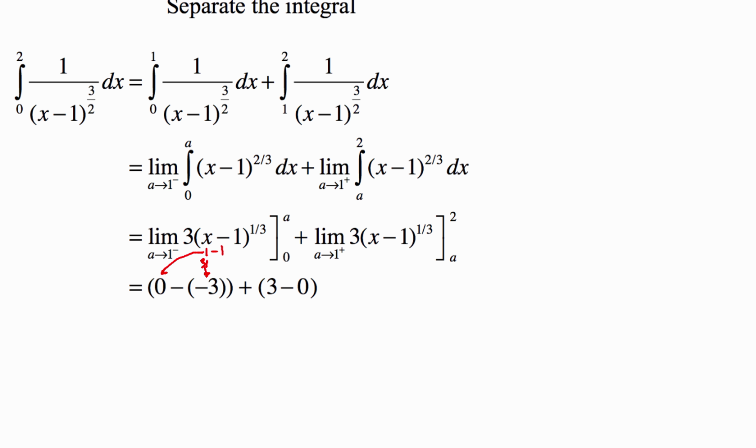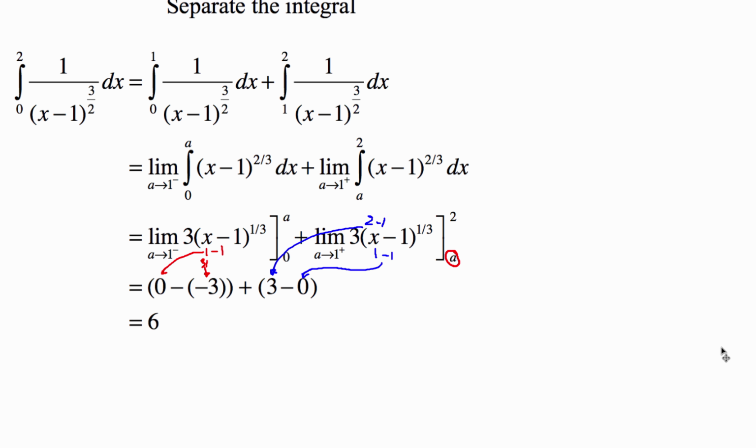Now for the other piece over here, this time a is going to approach 1 from the right side. On that piece, when you plug in 1, 1 minus 1 is 0, and that's going to give us this guy right here. And then when we plug in 2, 2 minus 1 is 1, times 3 is 3, so that's going to give us this piece right here. So now it's just a matter of simple arithmetic, so make sure you do that right, and when you evaluate that, you just get 6.